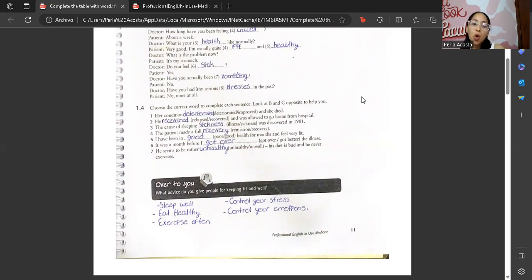Okay, over to you. What advice do you give people for keeping fit and well? Okay, my advice is to sleep well, at least from 6 to 8 or 9 hours every day. Eat healthy fruits, vegetables, and exercise often, at least 3 to 4 times in a week. It can be for 30 minutes or more. Control your stress and control your emotions.